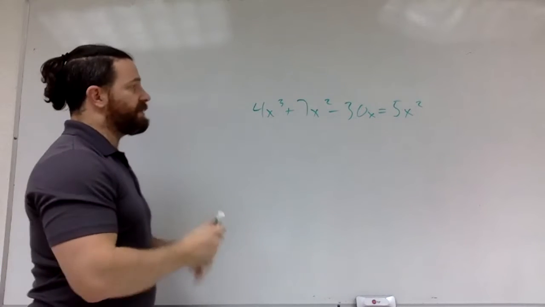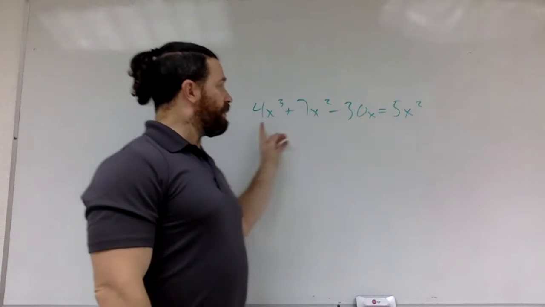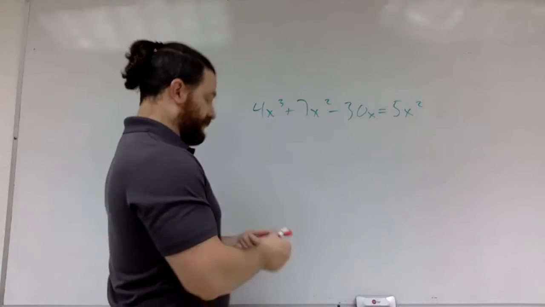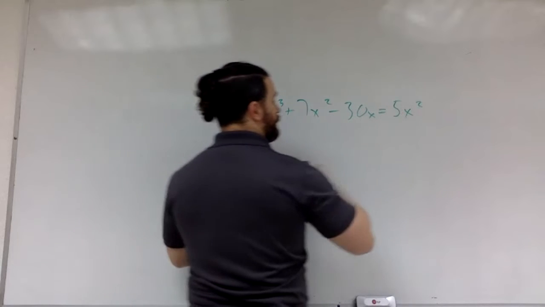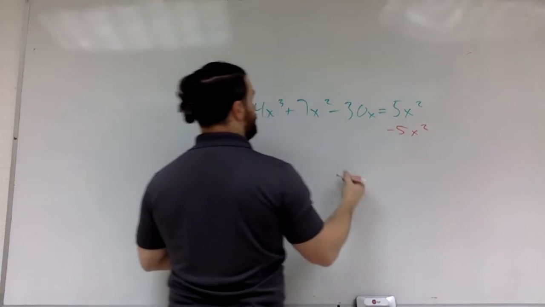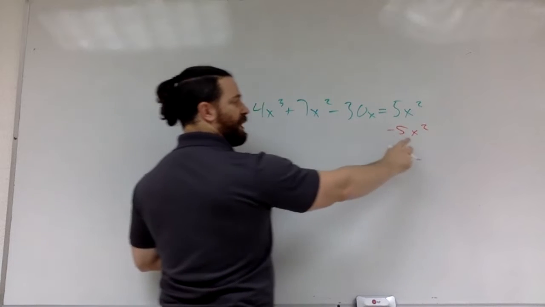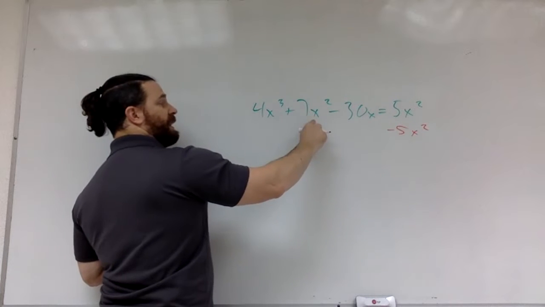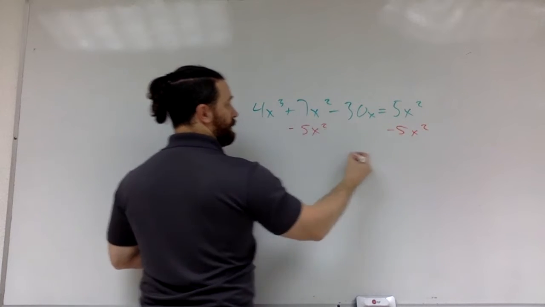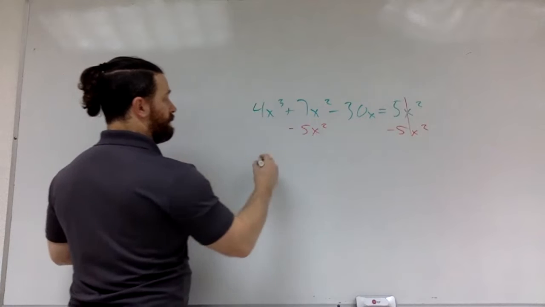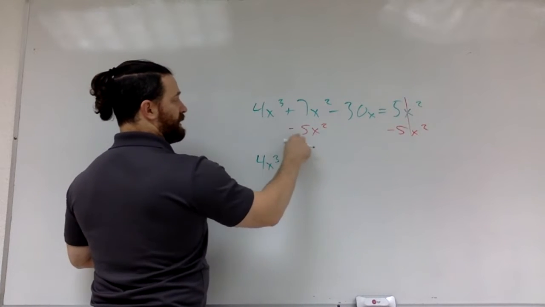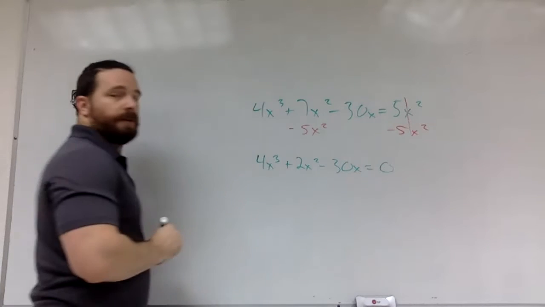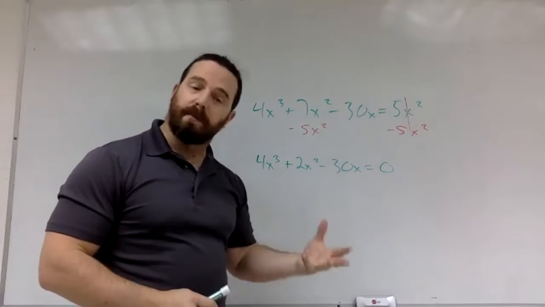All right, again, starting the same way. I can see I'm going to have a polynomial here, and I don't want it set to 5x squared. I want it set to 0. So let's go ahead and subtract this over to the other side. So minus 5x squared. Now, I can only subtract an x squared from another x squared. So this is going to be subtracted from this guy here, minus 5x squared. I'm going to be left with 4x cubed, 7 minus 5, I get positive 2x squared, minus 30x equal to 0. Now that it's equal to 0, now we can begin solving.